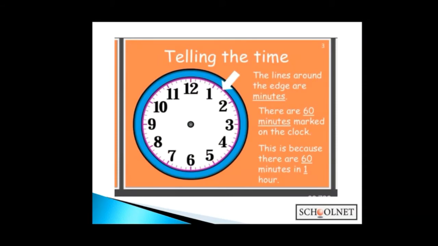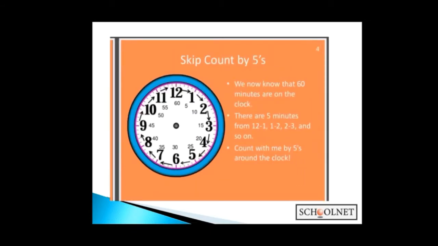See, in this clock, the lines around the edge are minutes, which are indicated in the color pink. There are 60 minutes marked on the clock. This is because there are 60 minutes in an hour. Skip count by 5. We now know that 60 minutes are on the clock. There are 5 minutes from 12 to 1, 1 to 2, 2 to 3 and so on.